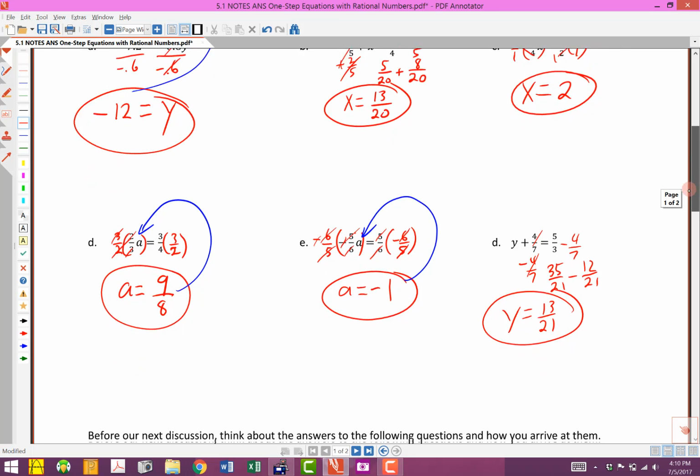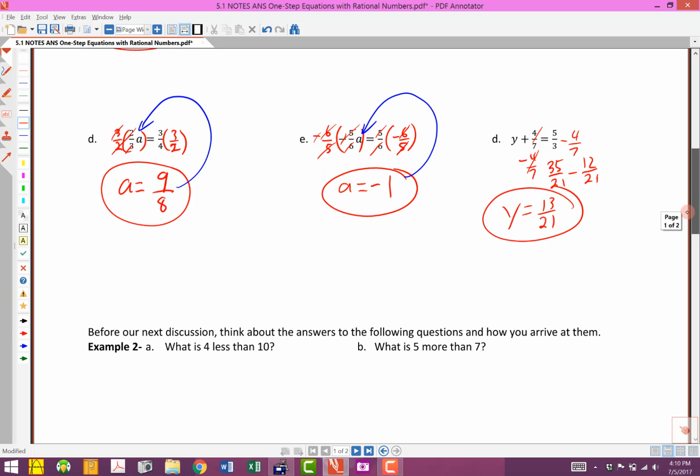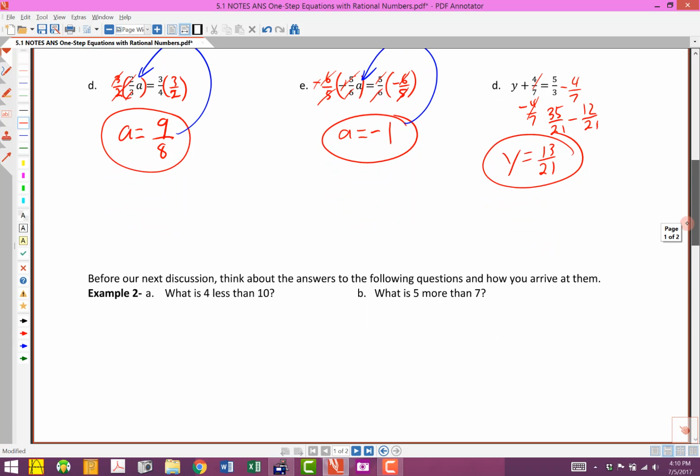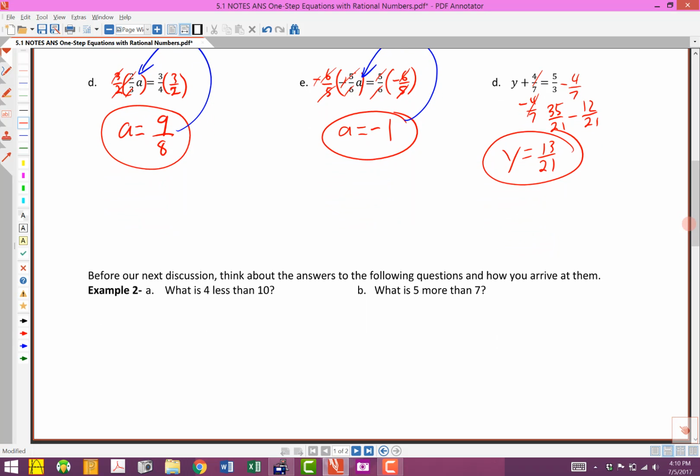Now, if we take a look at these last couple here, these are just more thought questions before tomorrow's discussion. I want you to think about the answers to the following questions and how you get them. Most people know immediately what the answers to each of these questions are. So what is 4 less than 10? What is 4 less than 10? Get that answer in your head. What is 5 more than 7? What is 5 more than 7?